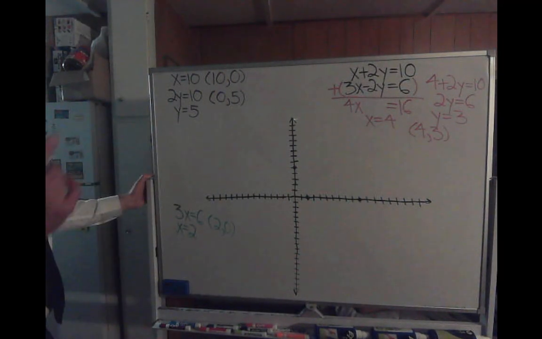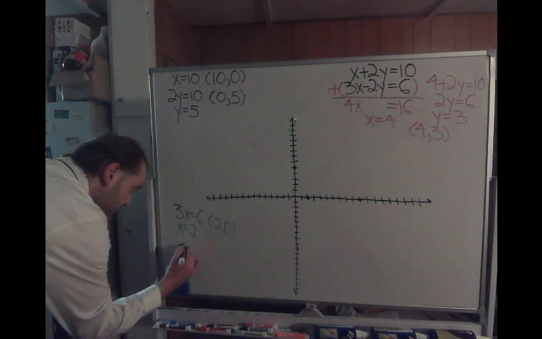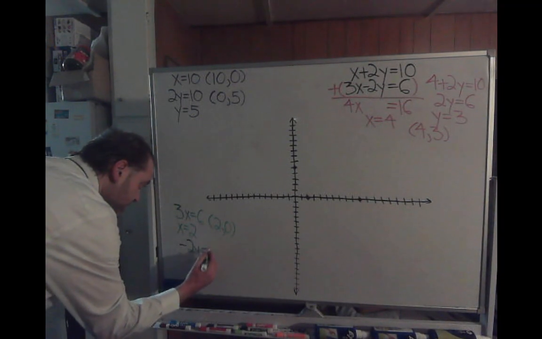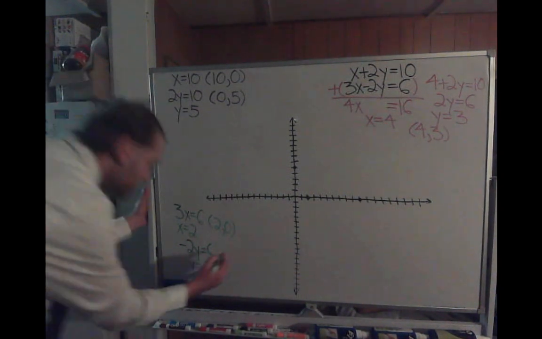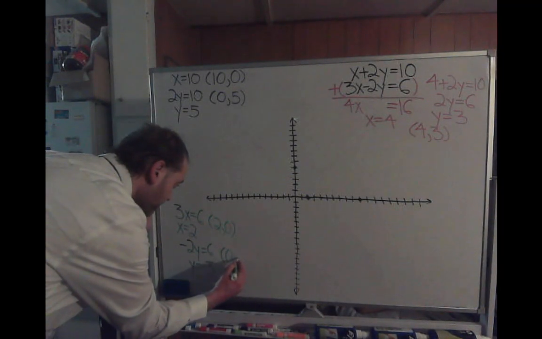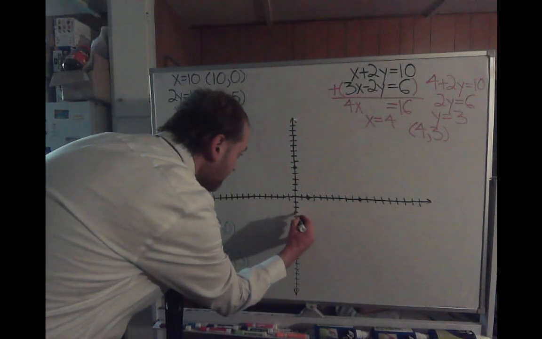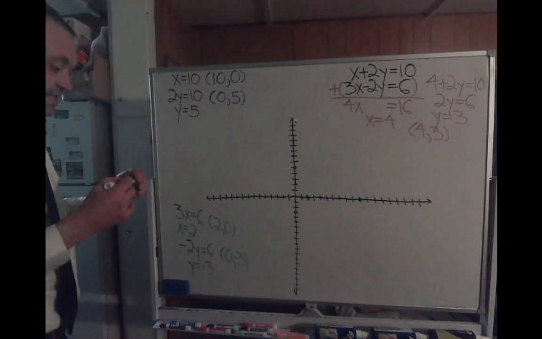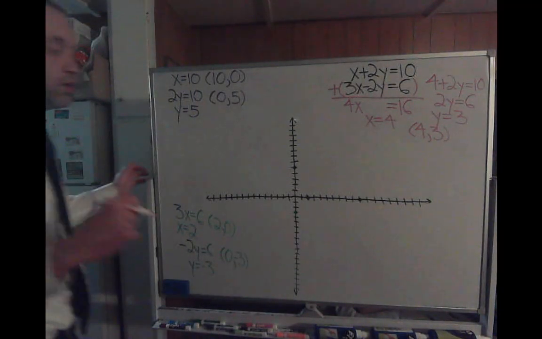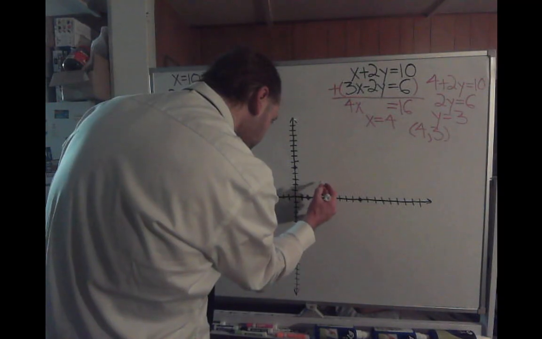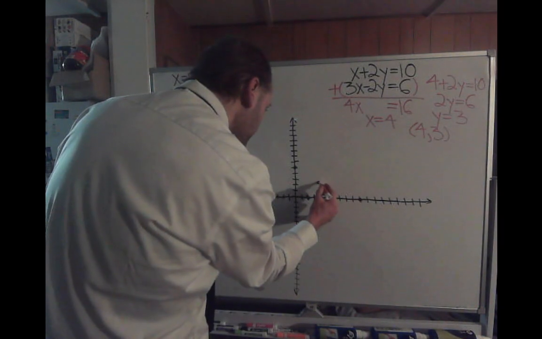Now, if I want to find my y-intercept, set x equal to 0, I would end up getting negative 2y equals 6, which would give me y equals negative 3. So my y-intercept would be at 0, negative 3. So I can find that right there. So now I've plotted the x and y intercepts of both lines. Now let's plot the point of intersection in the red marker. At 4, 3 would be right there. That would be right there.